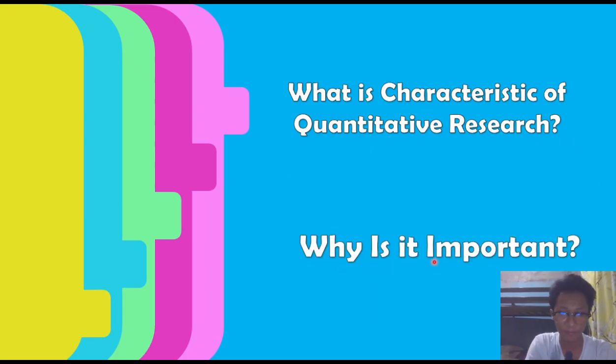Why is it important? Because it provides clear, measurable, and reliable data that helps researchers make informed decisions. It allows patterns and trends to be identified through numbers and statistics, which makes the findings more objective and easier to analyze. This type of research is useful for testing theories, comparing groups, and predicting outcomes since it often involves large samples. The results can also be generalized to a wider population, making it valuable in fields like education, health, business, and social science.